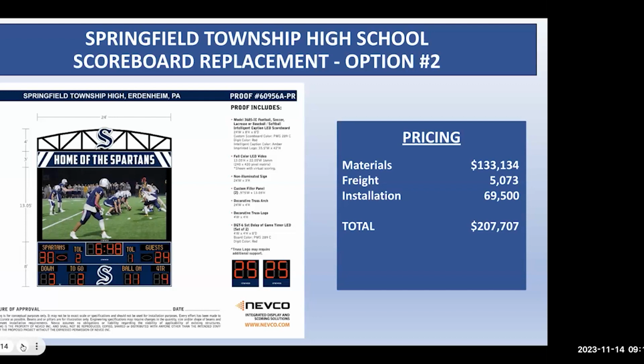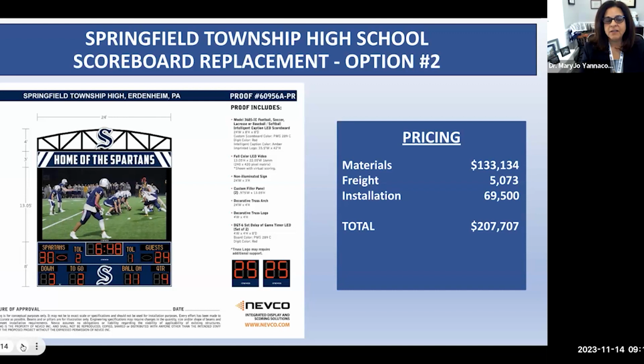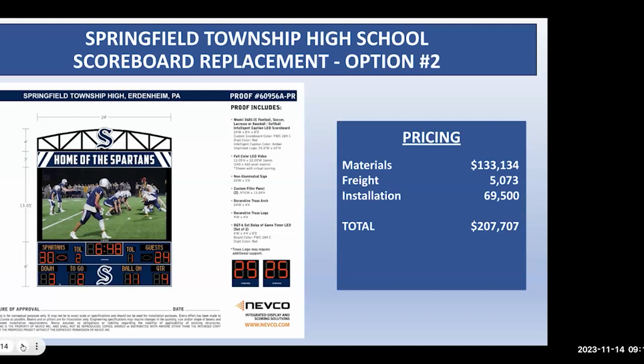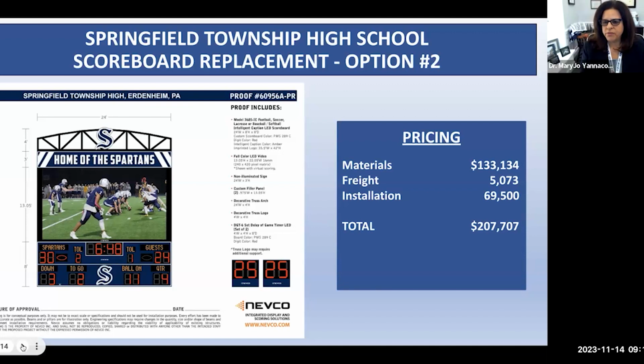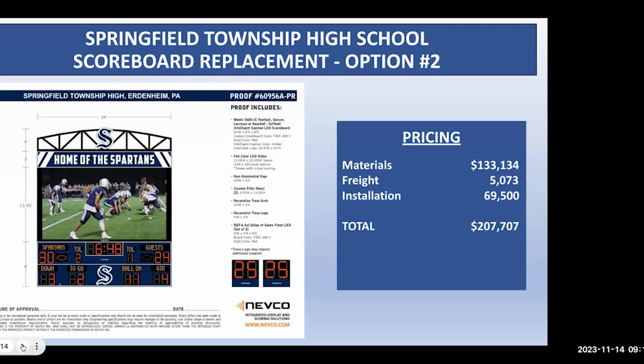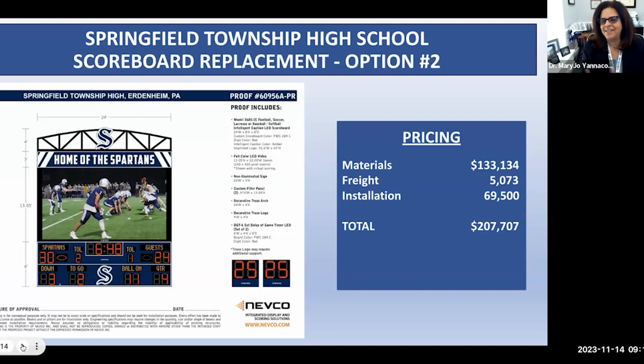Will it be located at the end of the field where the current board is located, or is there a potential change of location? It is intended to be close to that location. Because this is a heavier board, we have to sink new posts, which is part of the installation cost, because the posts that are currently in place are insufficient to carry this board. So it may be slightly to the left or the right, but it will be in essence in the same location.